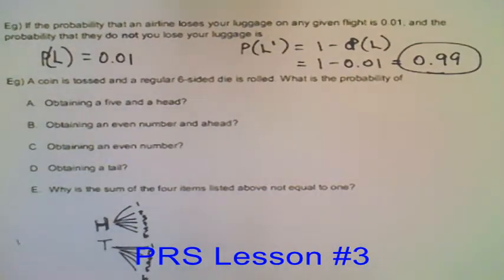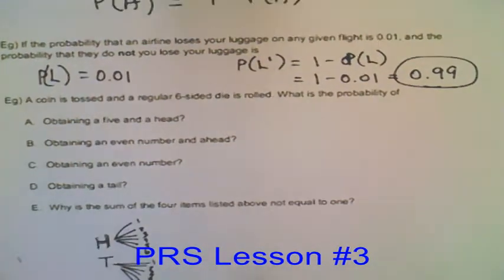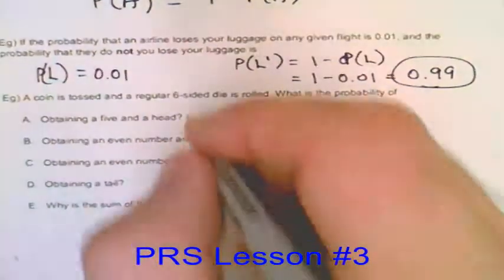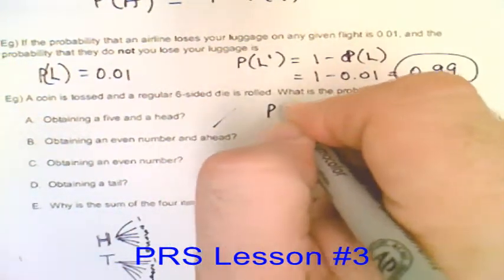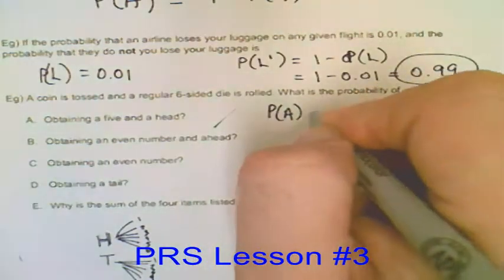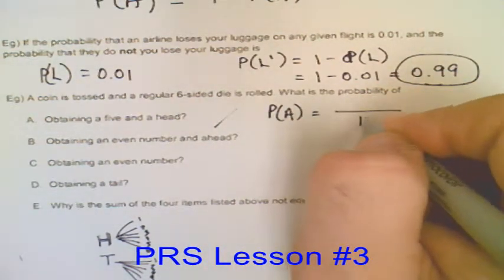Okay, or it could be tails. You've got 1, 2, 3, 4, 5, or 6 that comes up there. So really there are 12 possible events. You get a head and a 1, a head and a 2, a head and a 3, a head and a 4, a head and a 5, and so on and so forth. So this is going to be something over 12.